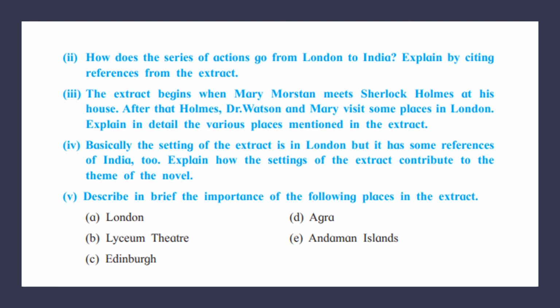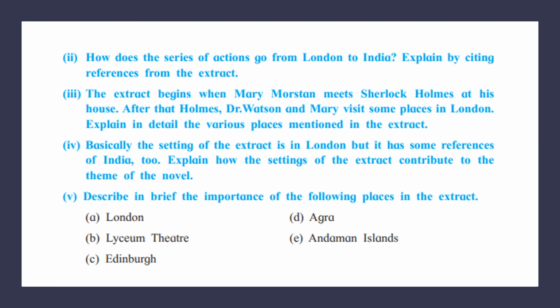Question number 4. Basically, the setting of the extract is in London, but it has some references of India too. Explain how the setting of the extract contributes to the theme of the novel. There are references of the Great Indian Rebellion in the year 1857. Mary's father was in India during that time. On 3rd December 1878, he returns to London and stays at the Langham Hotel, London.